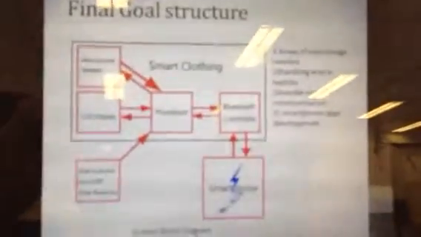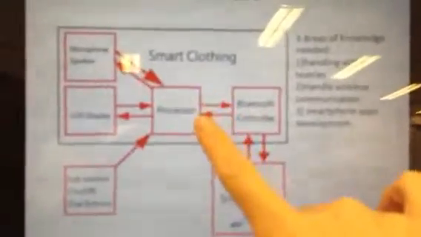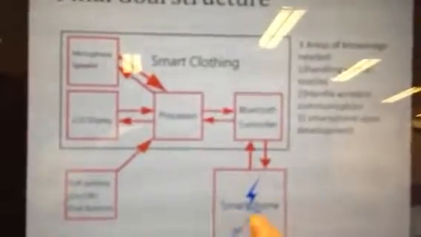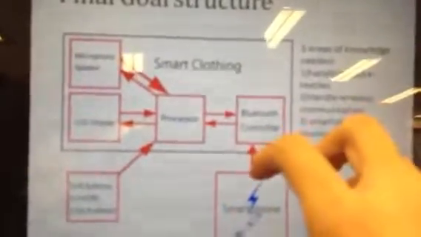And this is the final goal structure of our smart jacket. It consists of a processor inside the clothing, which communicates through Bluetooth and is controlled mainly by the smartphone. And there are some input or output devices, for example, the microphones, the speakers, the LED display, and some dial soft buttons or an on-off soft button.